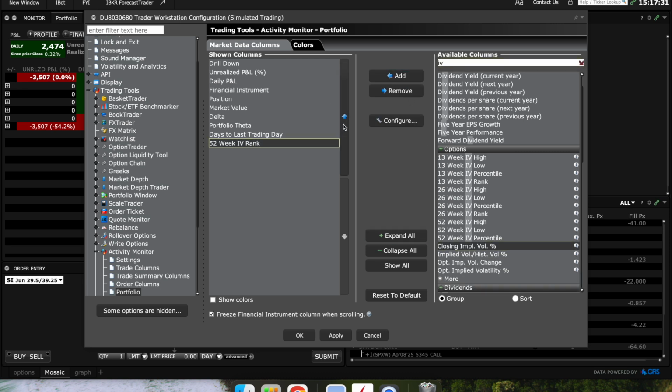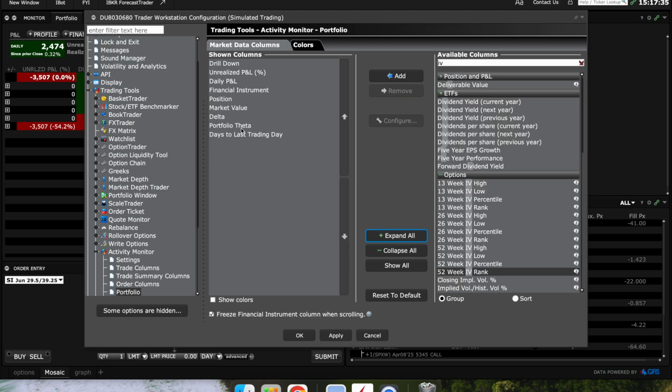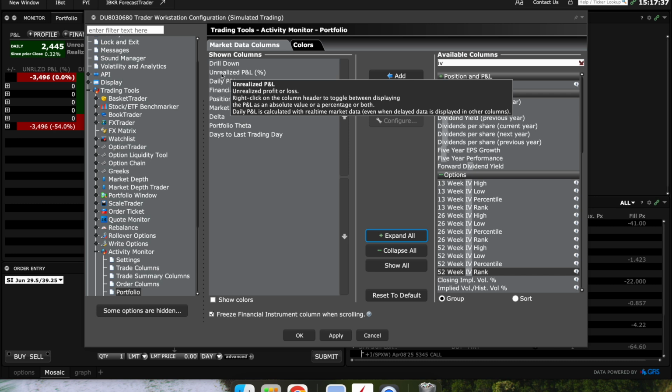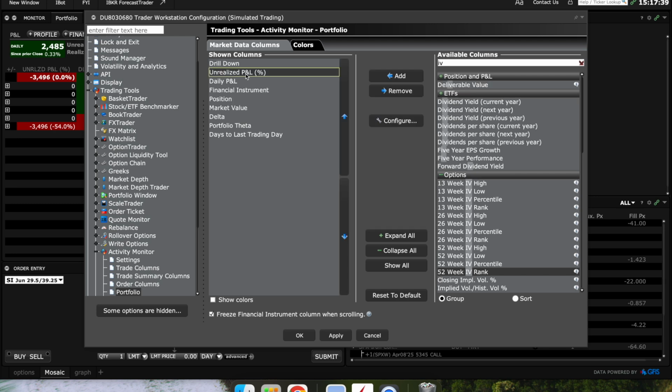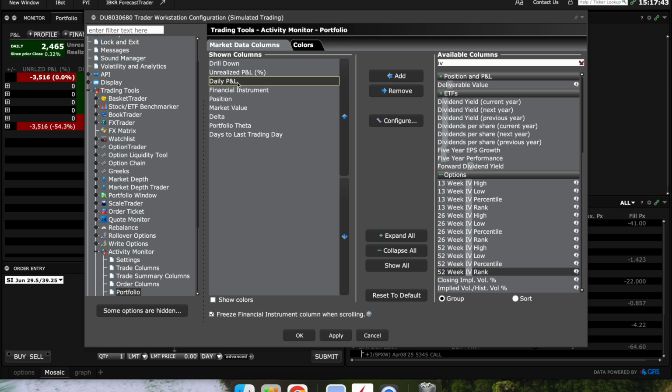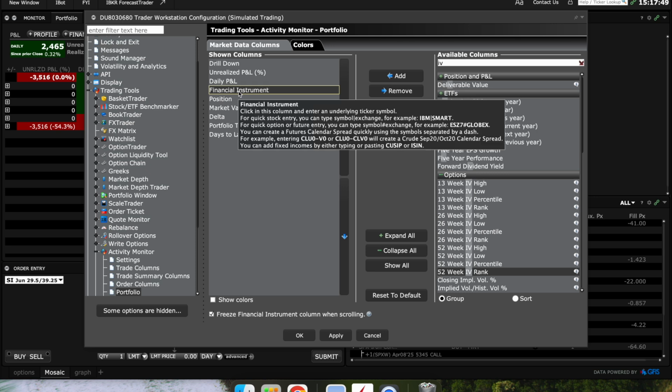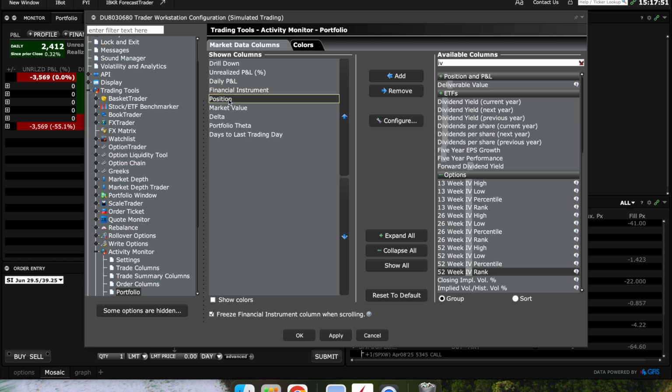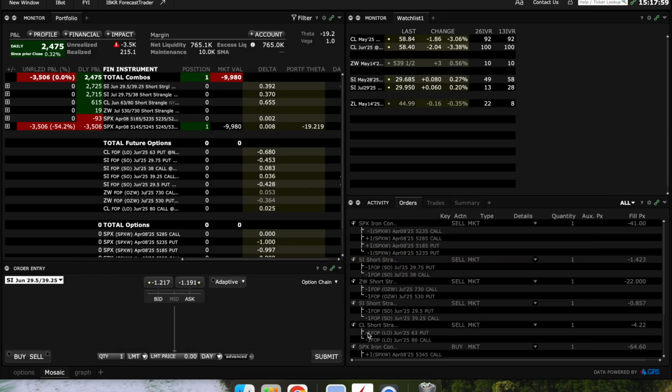Then if we want, we can move it up or down. Doesn't matter. We can remove it. And these are the things that I have. So I have the unrealized P&L, so how much the position is up or down. I have the daily P&L, so how much the position is up or down today. The actual position, or whatever future it is. Then we have the market value, how much it is worth today, the delta of the position, the portfolio theta of the position, and how many days are left to the expiration.